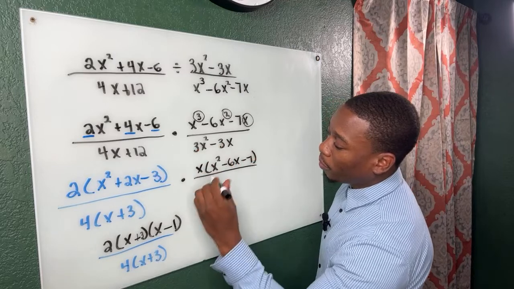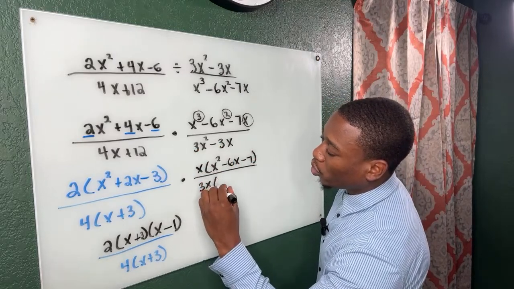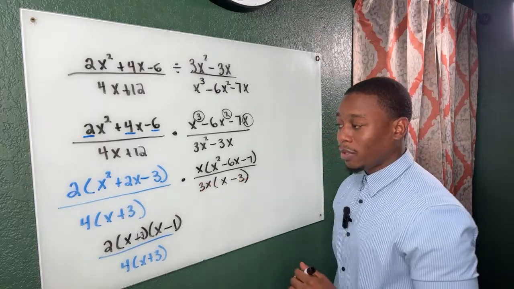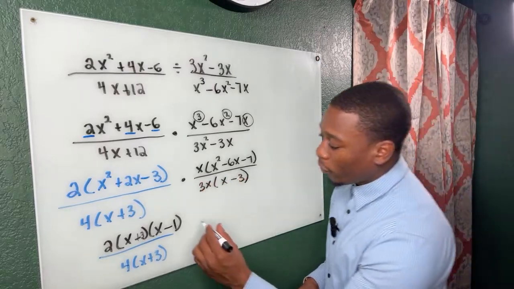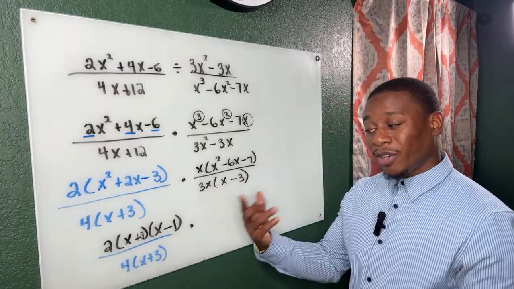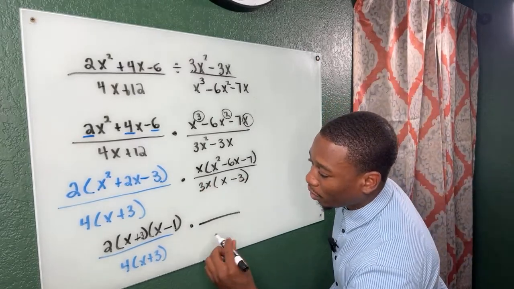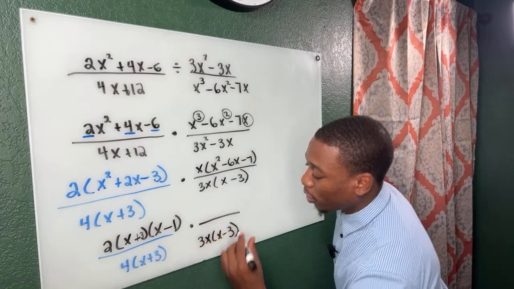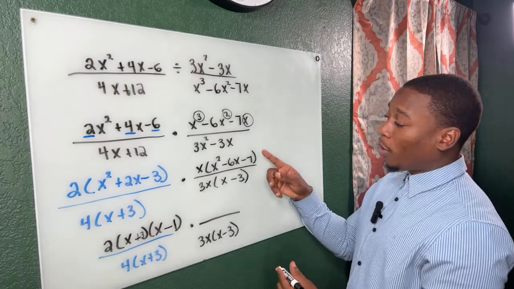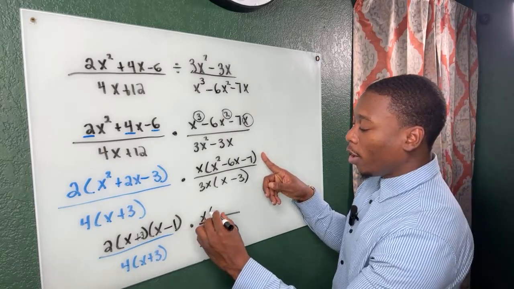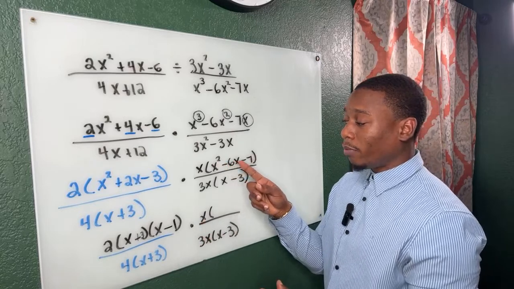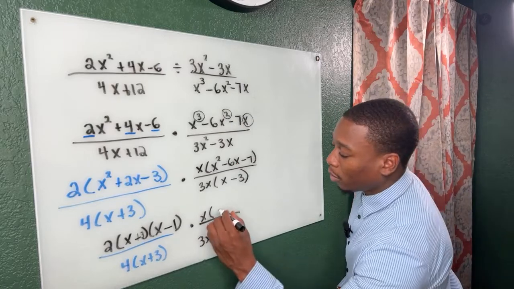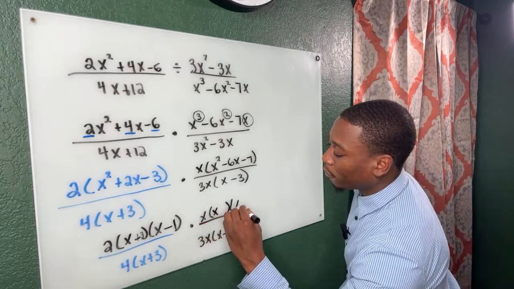And then on the bottom, I'm going to take out a 3x, which will leave me with x minus 3 on the inside. Okay? So now that we've done that, the denominator is going to stay the same. So let's just write it. We got 3x times x minus 3. Stays the same. Now, in the top part, we had this trinomial, and we want to factor x squared minus 6x minus 7.